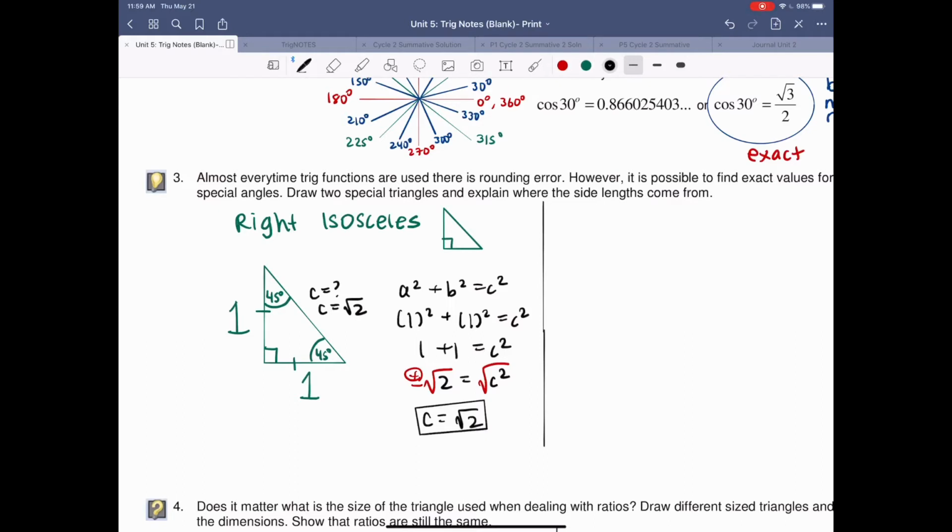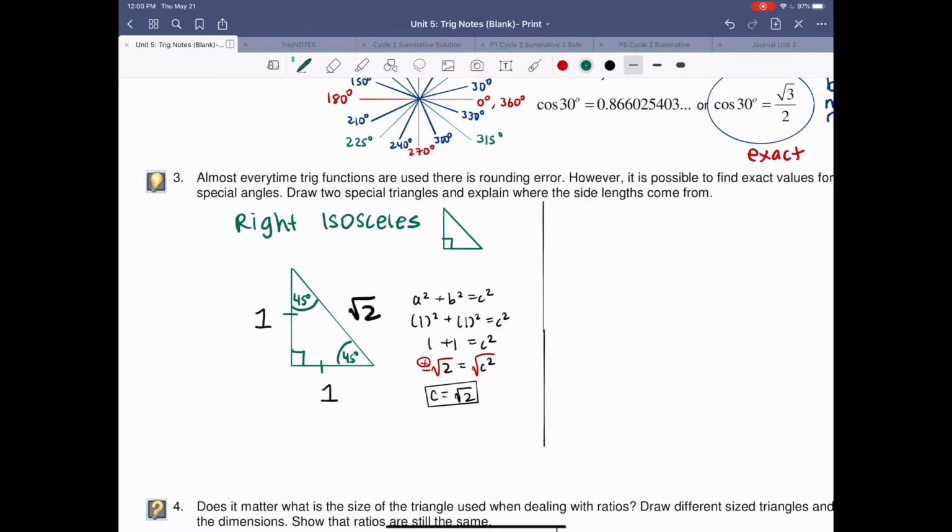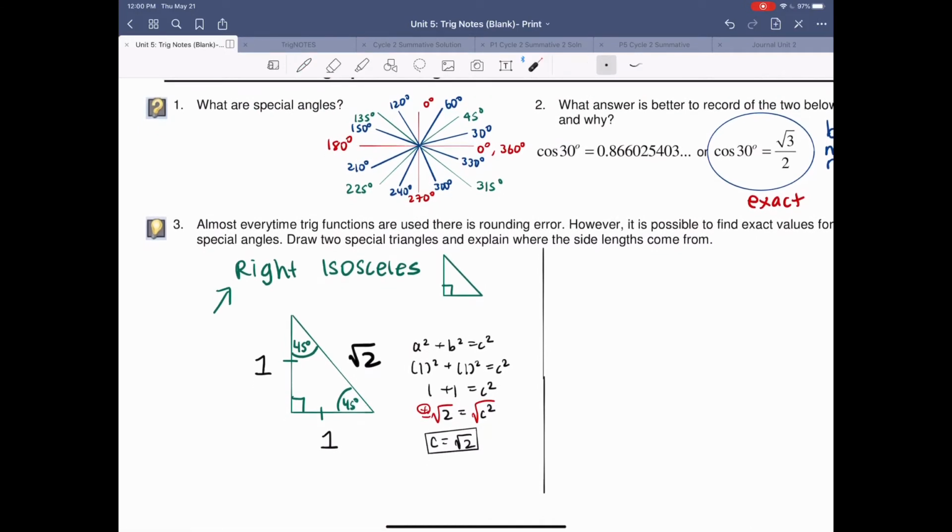Based on this is my right angle isosceles triangle where my side lengths are 1, 1, and square root of 2. So there is a reason why I drew this right angle triangle in green. It's to show you that I am indicating that all of these angles I can find using this right isosceles triangle with 45 degrees.